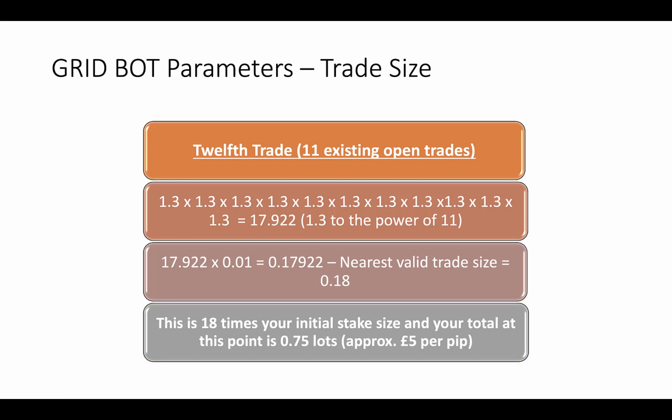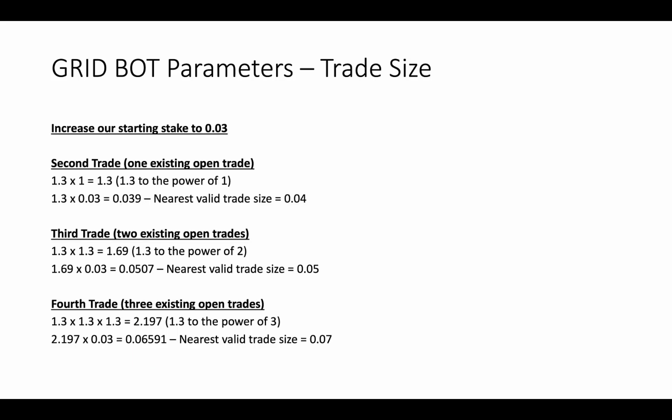So let's have a look if we increase our initial stake size. If we increase our starting stake to 0.03, our second trade turns out to be 0.04 by the time it's gone through the maths, the third trade 0.05, and the fourth trade 0.07.